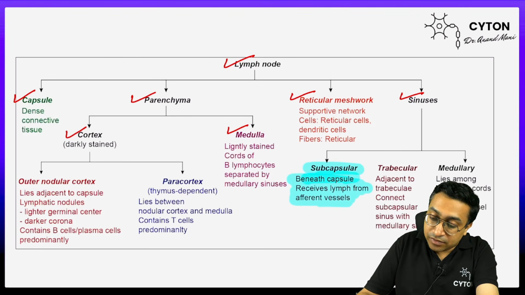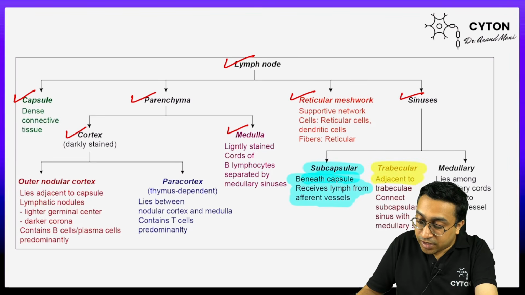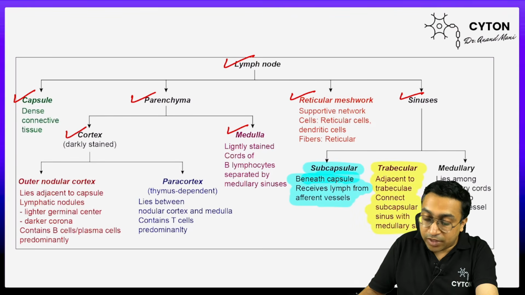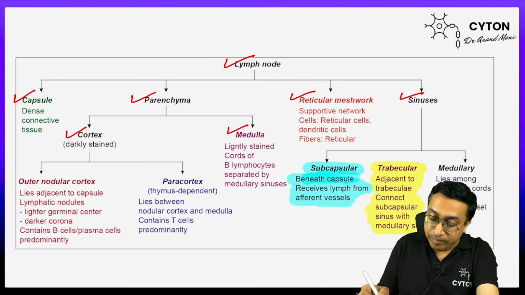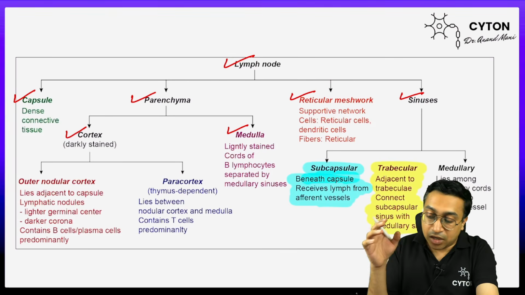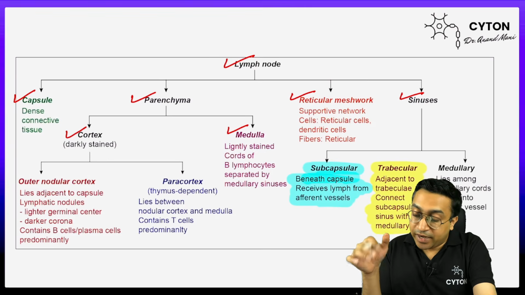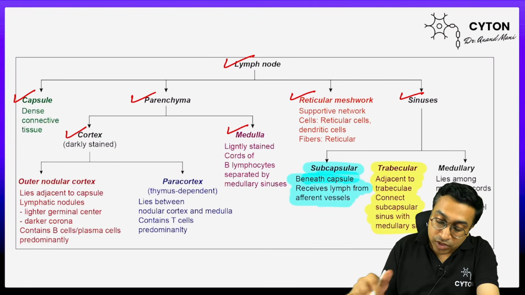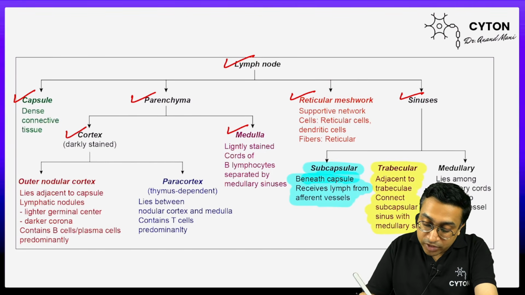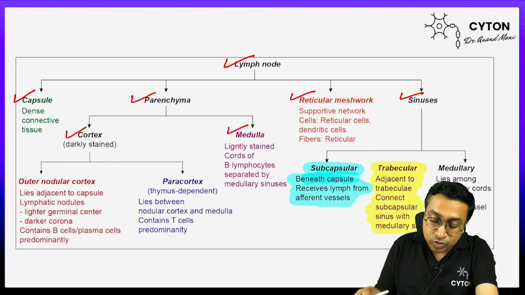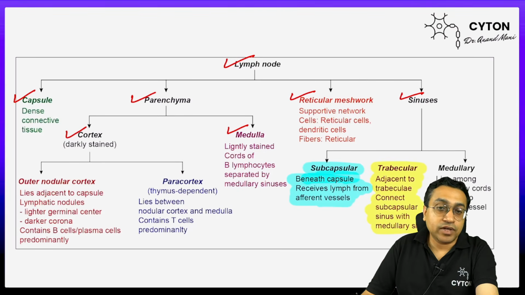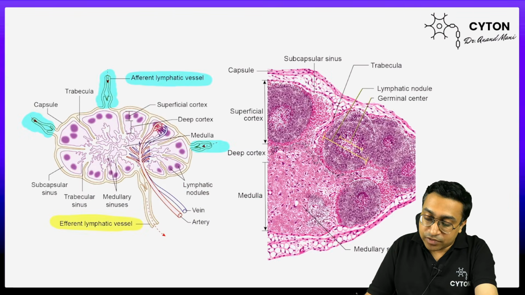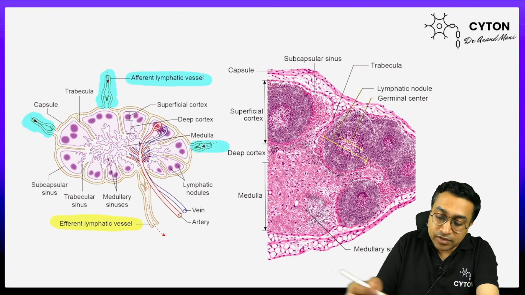Then there is a trabecular sinus, which connects to the adjacent trabecula and connects the subcapsular sinus with the deeper medullary sinuses. Then the medullary sinuses lie along the medullary cords and they drain into the efferent vessels. So that is about the main part, and the rest you can read through in this flow chart, although we will cover everything in detail in histology. I have just added it here so that you get sensitized to this topic.